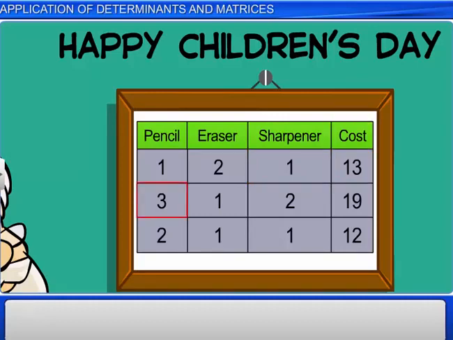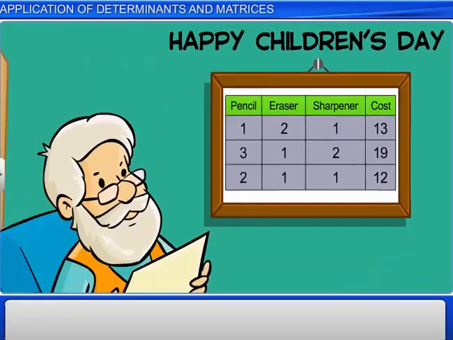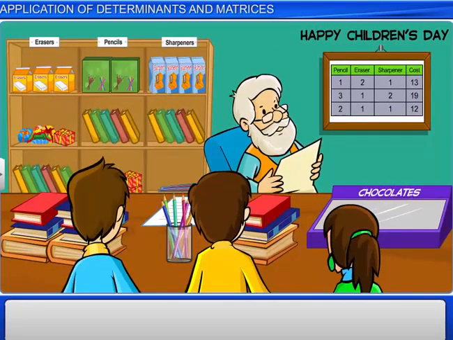The cost of 3 pencils, 1 eraser and 2 sharpeners is 19 rupees. Similarly, the cost of 2 pencils, 1 eraser and 1 sharpener is 12 rupees. The offer pulled in many students. Ryan was one of them.